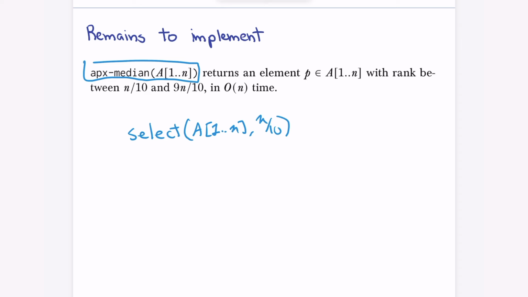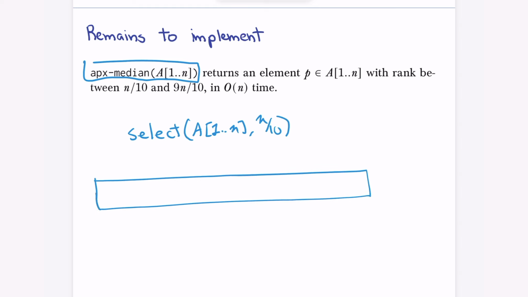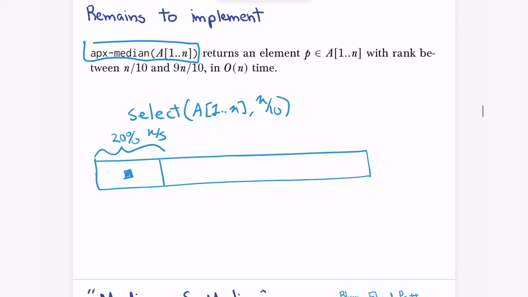Oh, okay, interesting idea. So here's 20% or n over 5. And then if I get the median of this, if I get the exact median of 20%, I should be able to throw out 10% one way or another. That's the idea? Okay, that's actually kind of interesting.